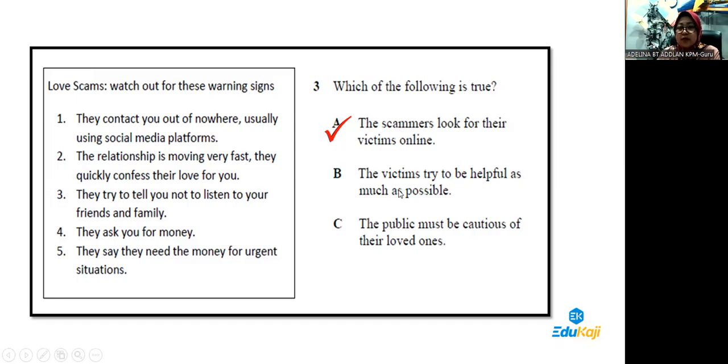B, the victims try to be helpful as much as possible. Are you being helpful? No, you're not being helpful. You're just being scammed. You're being tricked. Right? And you see, the public must be cautious of their loved ones. Is it about their loved ones or scammers? It's about scammers. Okay, so therefore the answer is A.